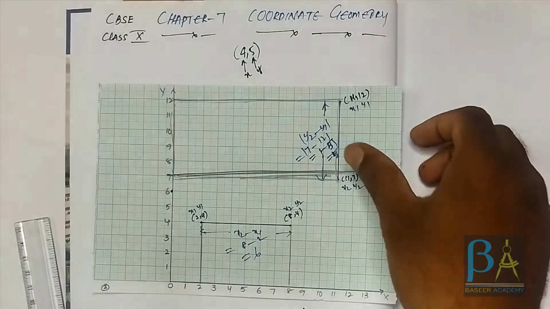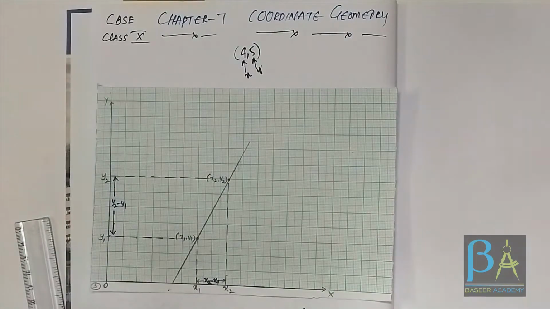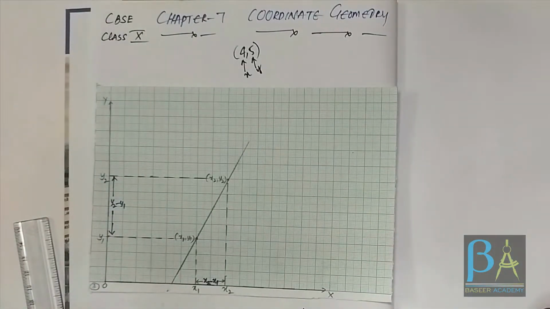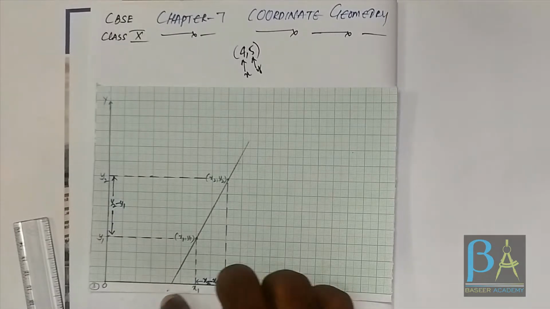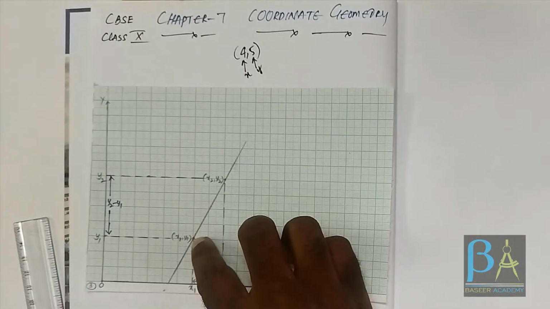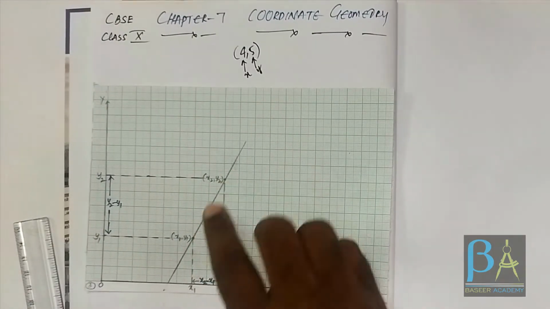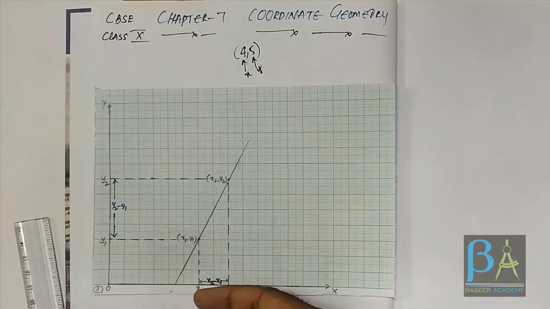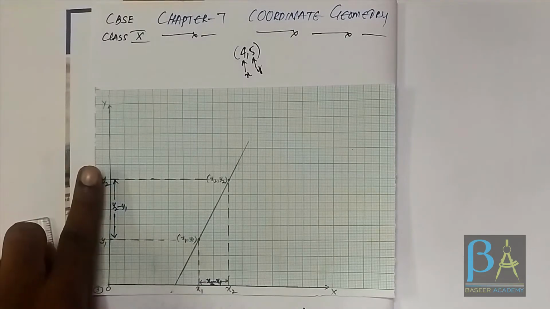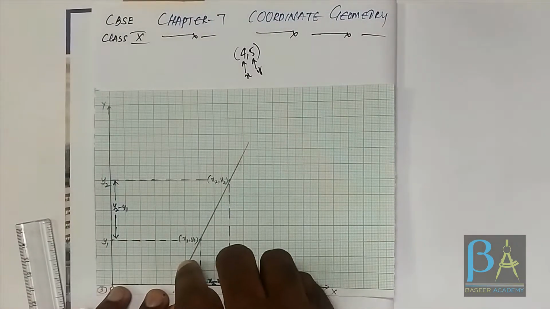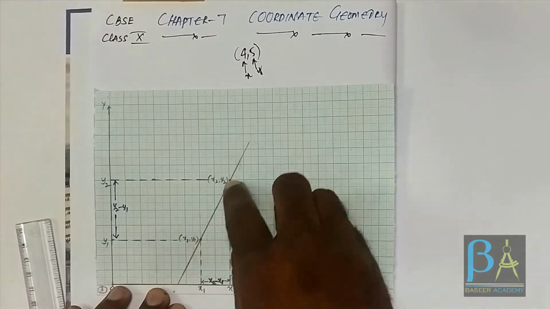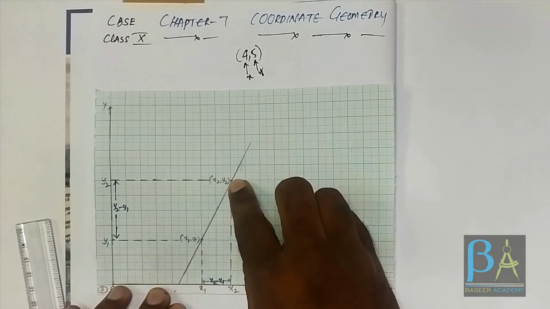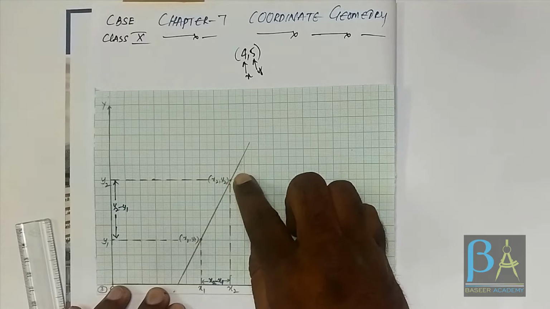But what if the line segment joining the 2 points is neither parallel to the x-axis nor parallel to the y-axis? For an example, I have a line segment here which is joining the 2 points x1 y1 and x2 y2, and this line segment is not parallel to the x-axis. It is also not parallel to the y-axis. Then how am I going to find out the distance between 2 such points? How are we going to find the distance between these 2 points?